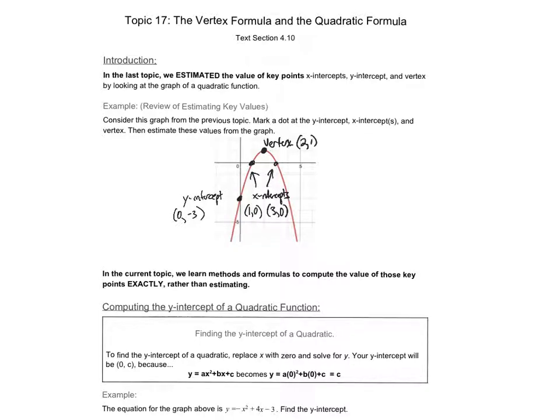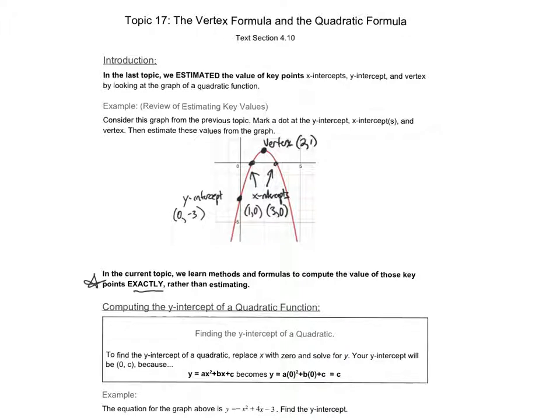Now, for this graph, that looks pretty accurate, and we're going to go through some problems that involve the equation for this graph and find out that these are exactly correct. But our focus here is on that term exactly. We don't want to look at graphs anymore in ballpark. We want ways of finding the exact solution to each of these questions.